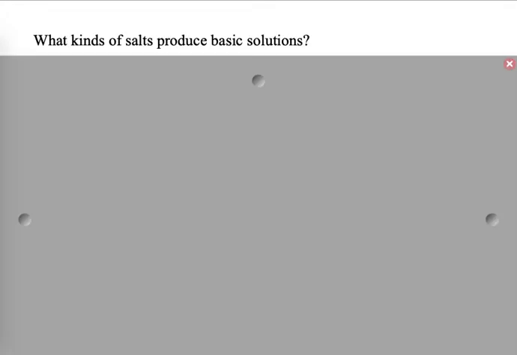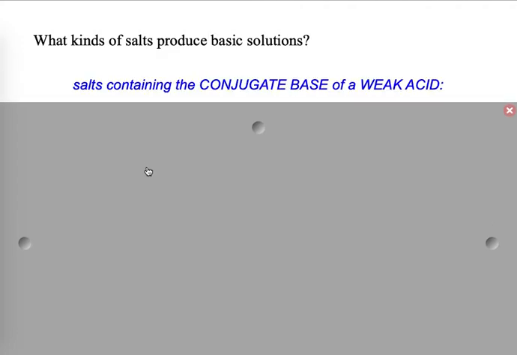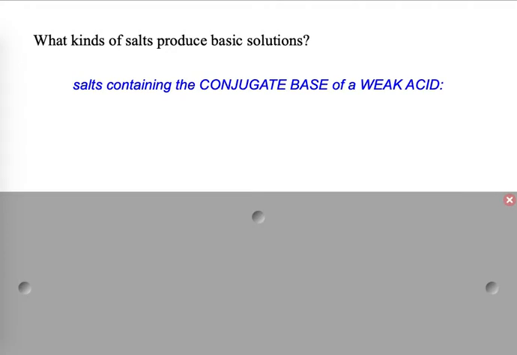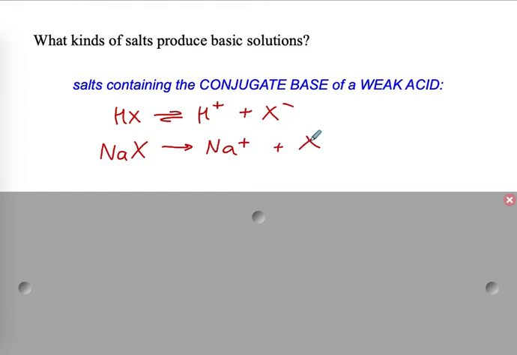So, let's summarize. What kinds of salts produce basic solutions? Salts containing the conjugate base of a weak acid. So let's look at this. Here is a prototypical weak acid, HX, ionizing to form H plus and X minus. If I take a solution of the sodium salt of the conjugate base, NaX, because sodium salts are soluble, this will completely dissolve and dissociate to form sodium cations plus X minus, the conjugate base of HX.